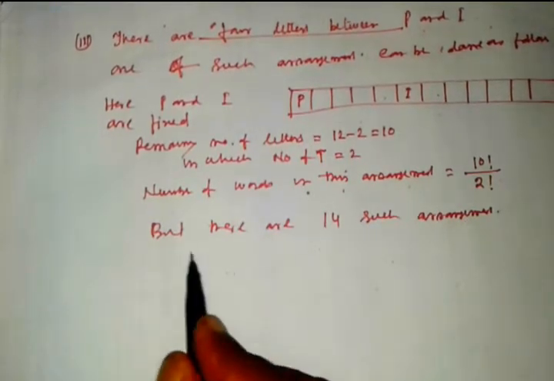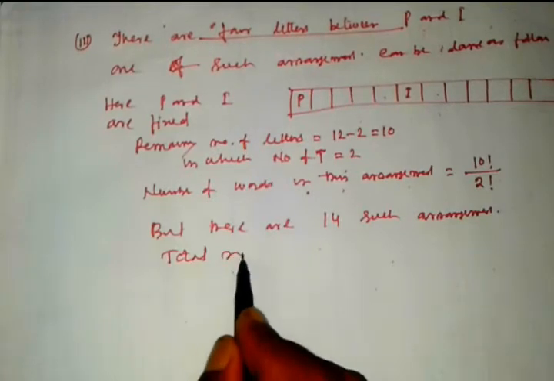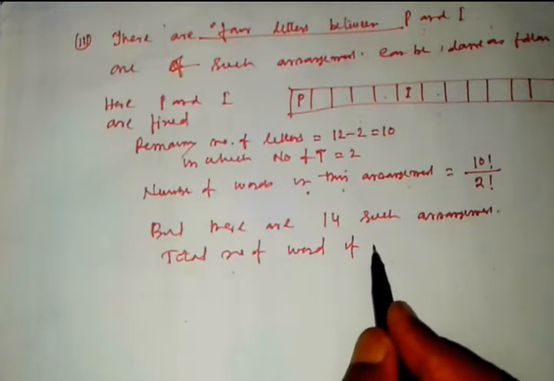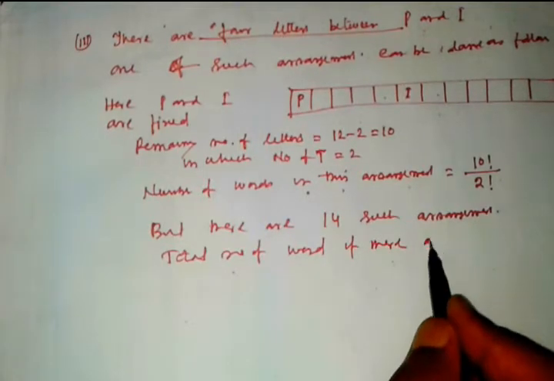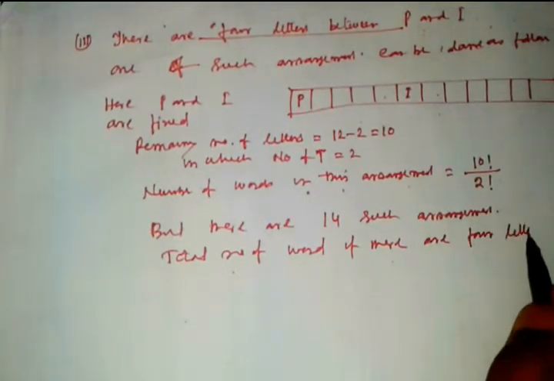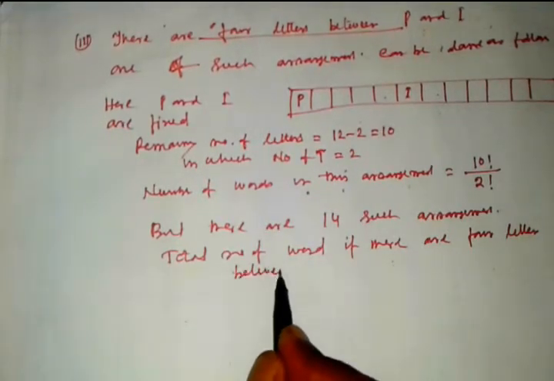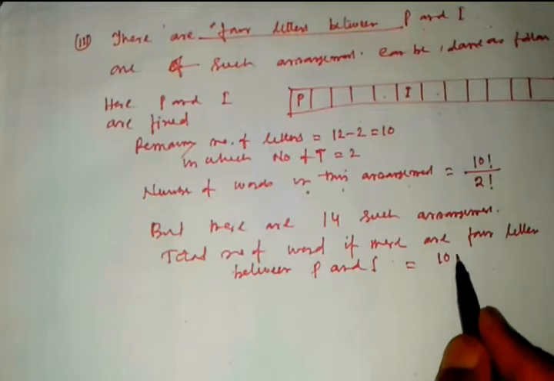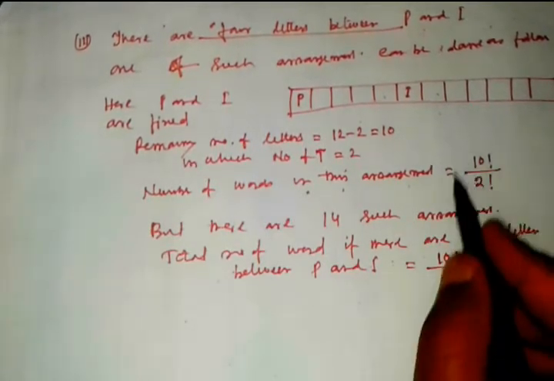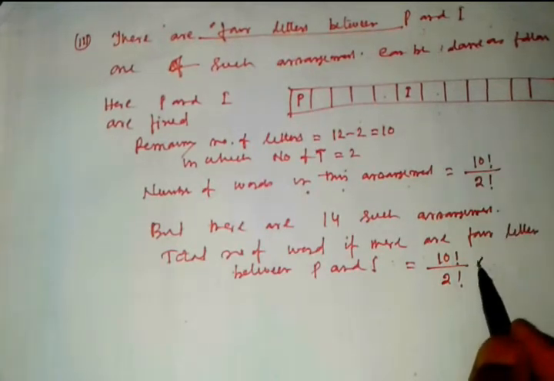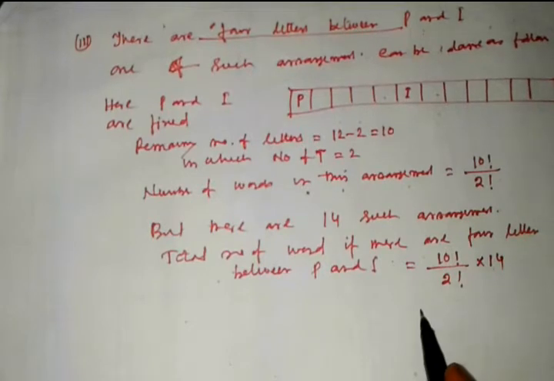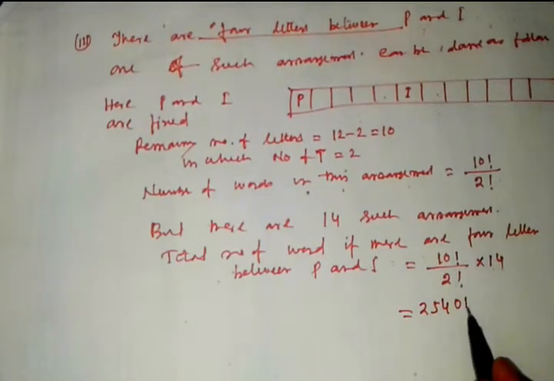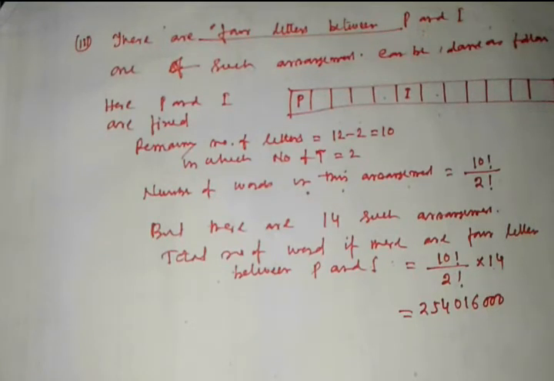14 such arrangements. Therefore, total number of words if there are 4 letters between P and I is factorial 10 divided by factorial 2 for one arrangement, and there are 14 such arrangements, therefore we have to multiply by 14. After simplification we get 245401600.